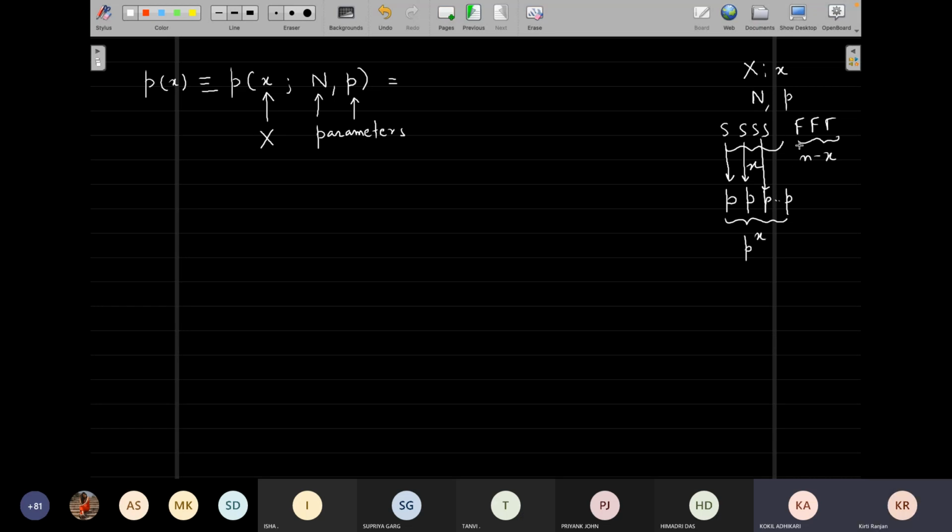What about the failures? So 1 minus p. How many failures? n minus x. So (1 minus p) raised to the power n minus x. Of course we have this quantity which will surely come in, p to the x successes and n minus x failures. So is this the probability mass function? Does this make sense, or something else?